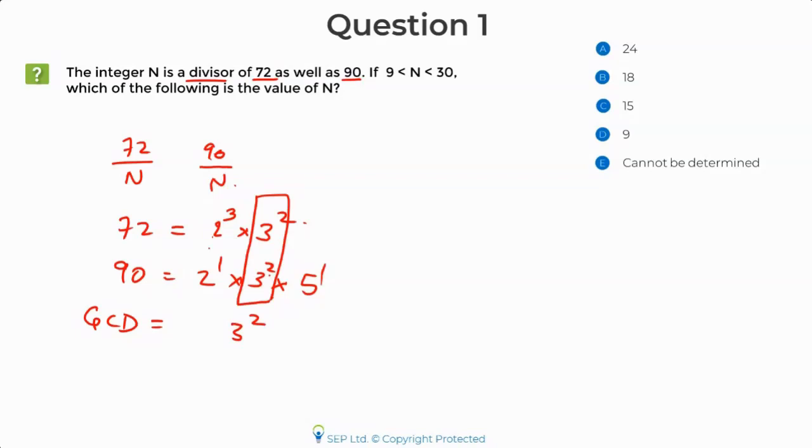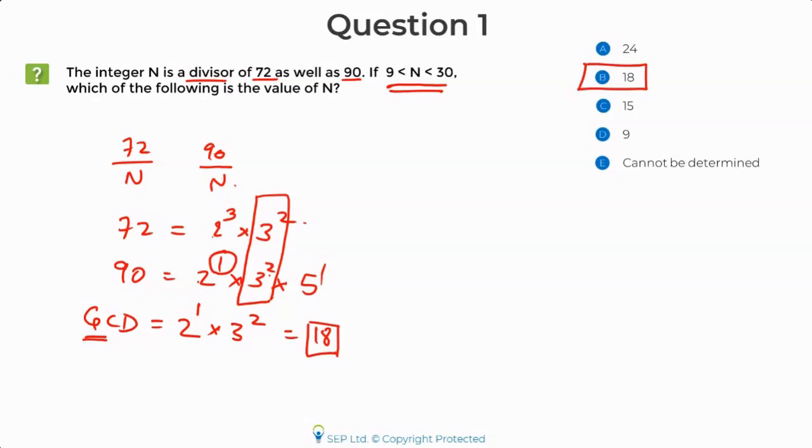But even 2 is common. So I'll take 2, but I did tell you in greatest common divisor, I take the smallest power, because that's the maximum common that I can take out of it. So I would say 2 to the power 1. So in this case, I would get my answer as 18. 18 lies between 9 and 30. So I'll say the correct answer in this case is going to be 18.